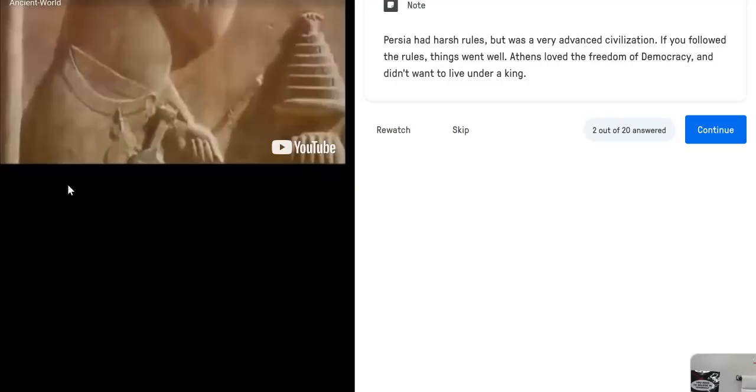Persia had harsh rules, but a very advanced civilization. If you followed the rules, things went well. Athens loved the freedom of democracy and did not want to live under a king.